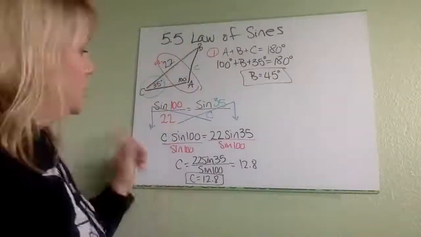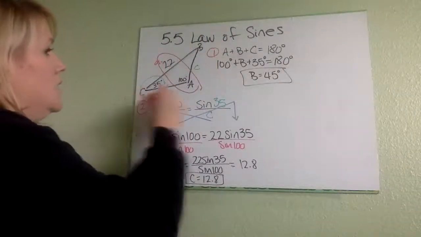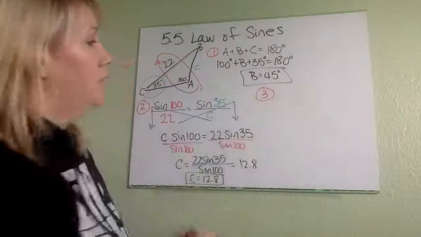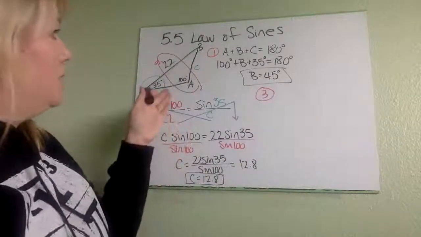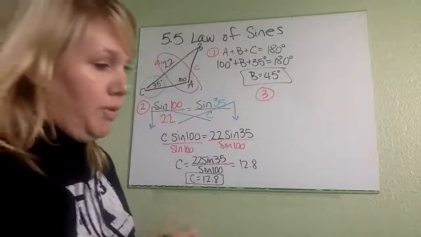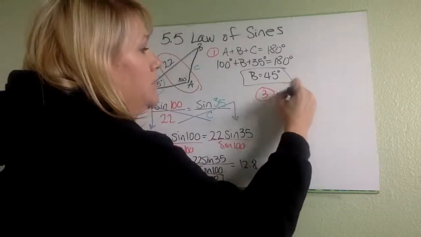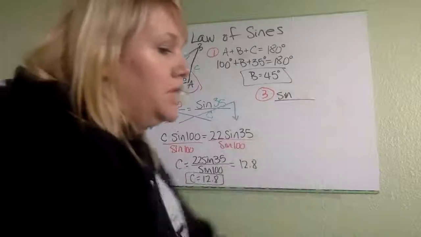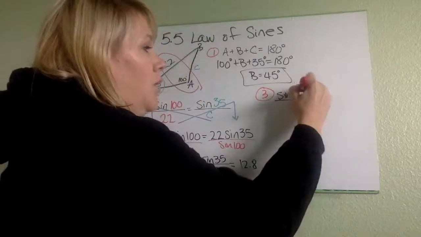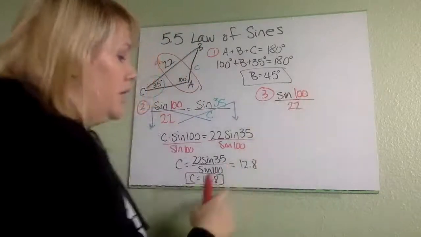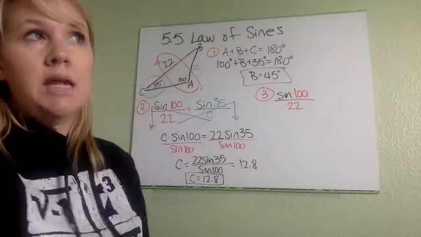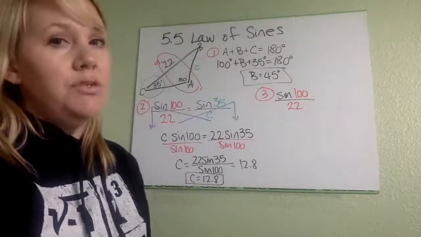Okay, so step 2 was this. Step 3 would be then to find the other piece that's missing, and that would be side B. So we know angle B. So we're going to do essentially the same thing we did here. We're going to start by using our sine of 100 over 22 again. Now, you do not want to use a number that you found to find another number. Eventually, we're going to have to do that sometimes.